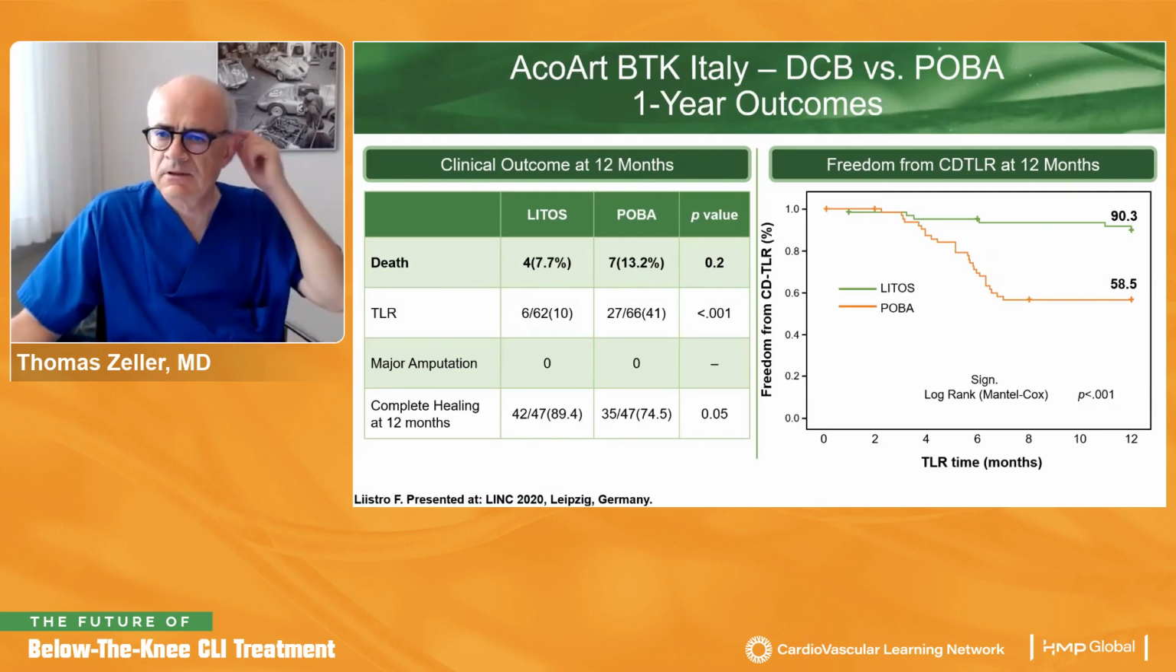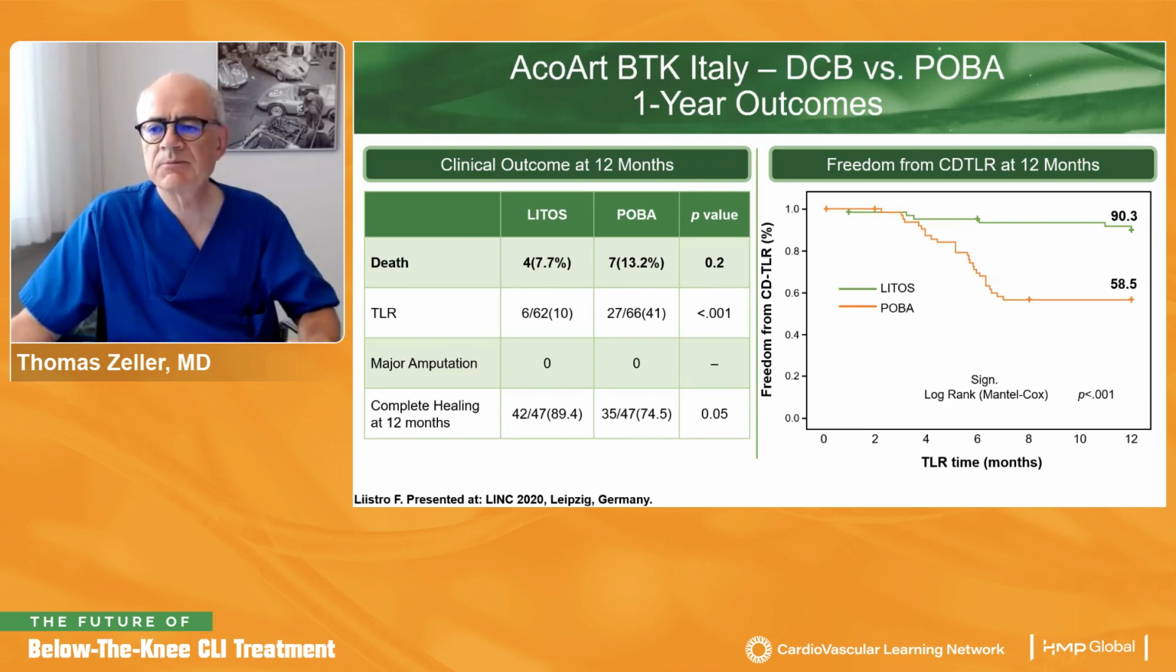If you look at freedom from reintervention at 12 months, it was clearly favoring the drug-coated balloon approach with 90% versus 58% for plain balloon angioplasty. Wound healing rate was also favoring the DCB approach, almost 90% versus about 75%.